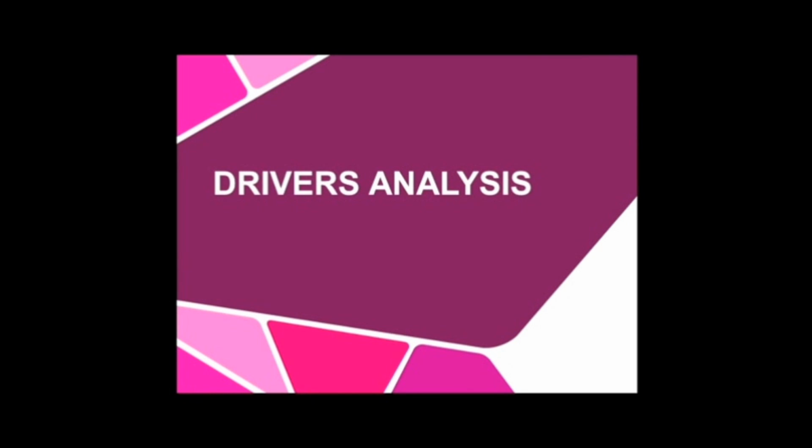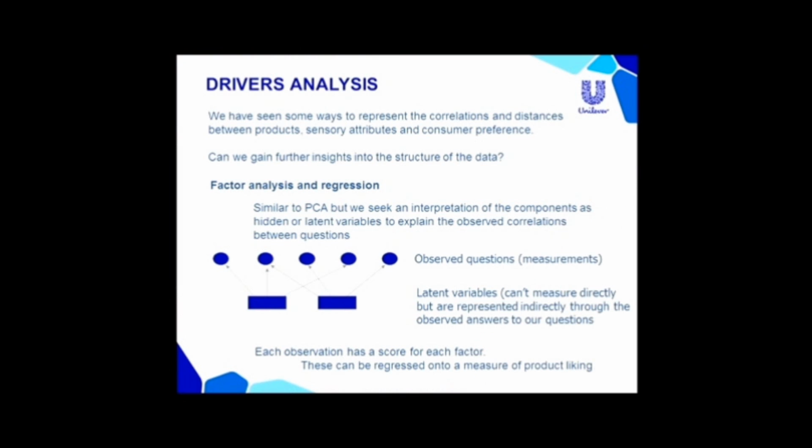So the final thing I wanted to talk about was drivers analysis. We've seen how you might be able to map out your data with correlations. It'd be nice to be able to understand the structure a little bit more in the data. What I mean by that is, rather than just looking at the correlations, maybe there are some relationships we can pull out, things that relate to other things, but in a structured way, like with a graph.